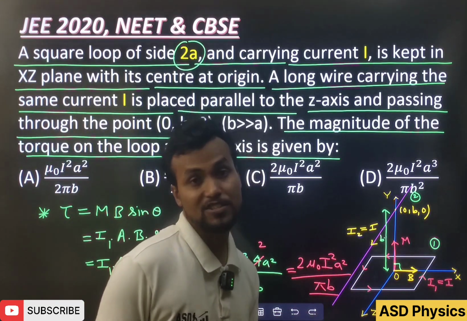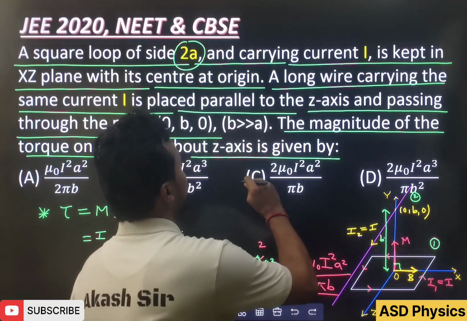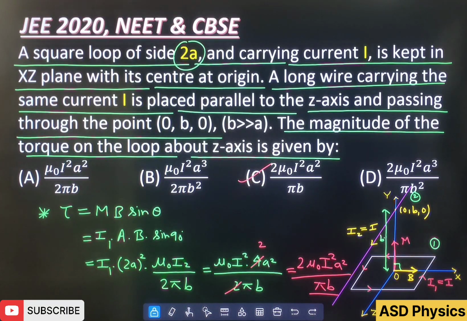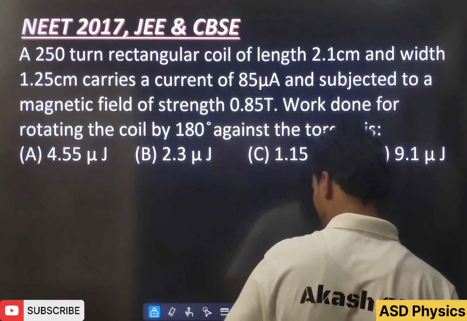And this is the diagram. So which option is correct here? The correct option is option C. Can you see here? Now students, we'll move to the next one.